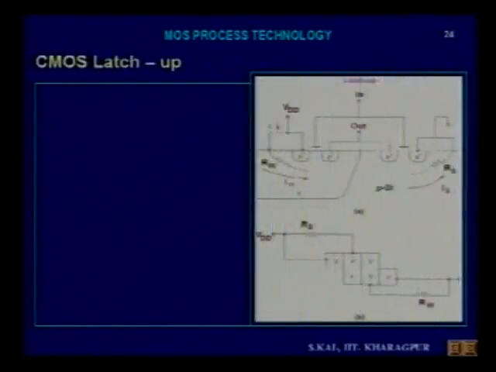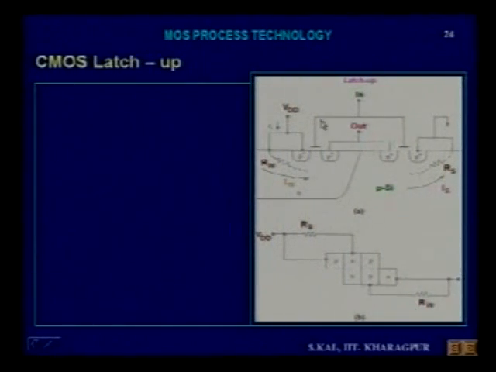PNP and NPN devices will be interconnected such that one base will be common to the collector of the other device. Okay, that is the thyristor effect. And how it is formed, let us see in this diagram.